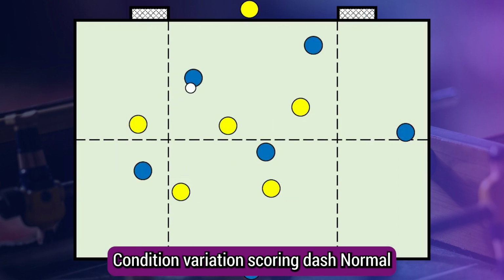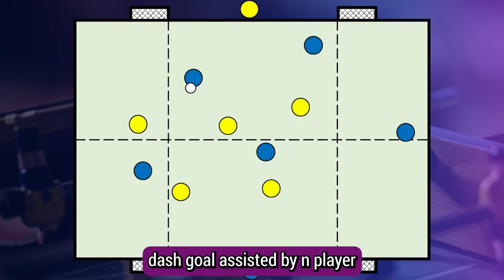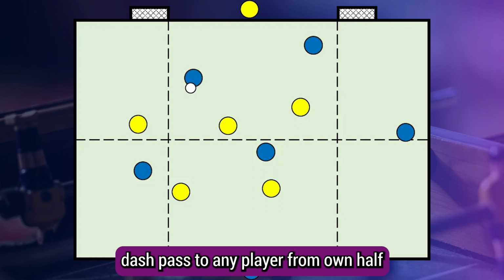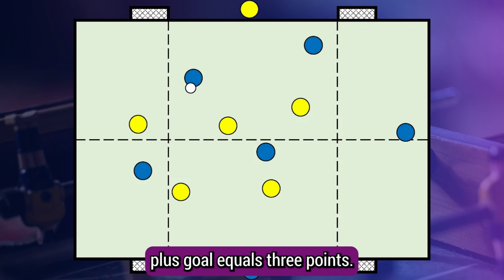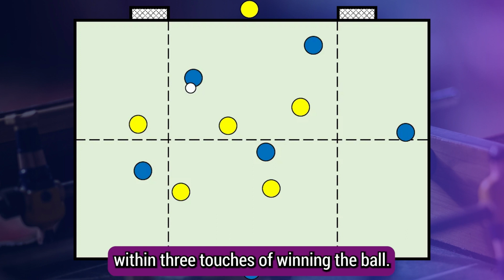Condition variation. Scoring. Normal goal equals 1 point. Goal assisted by end player equals 2 points. Pass to end player from own half plus goal equals 3 points. Extra point if the pass to the end player is played within 3 touches of winning the ball.